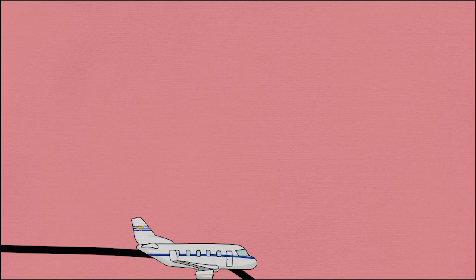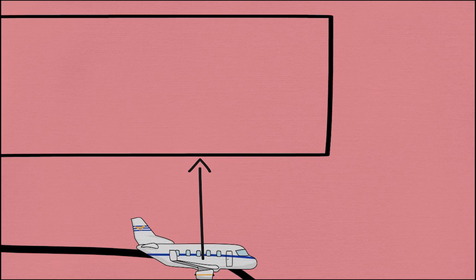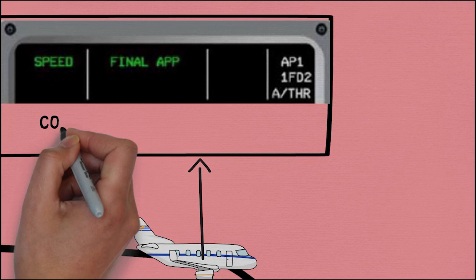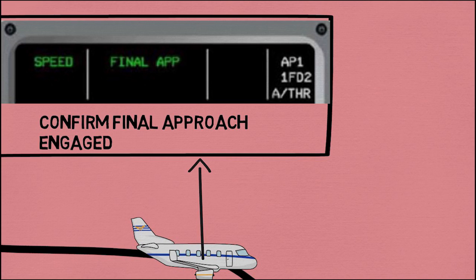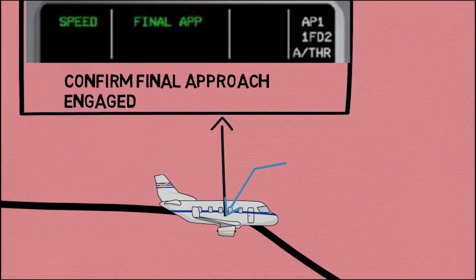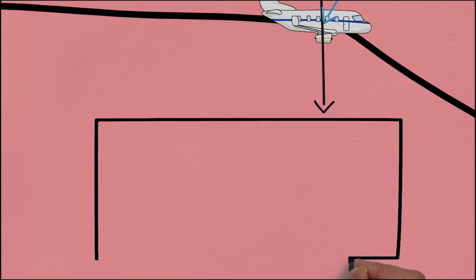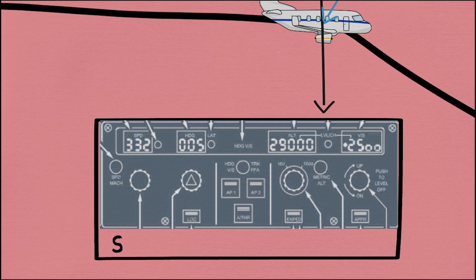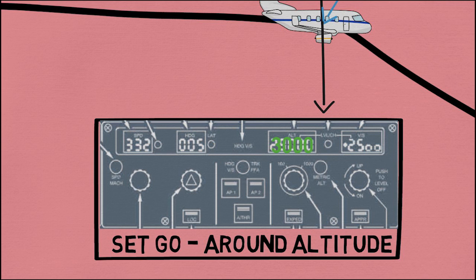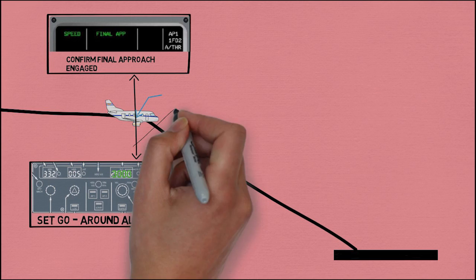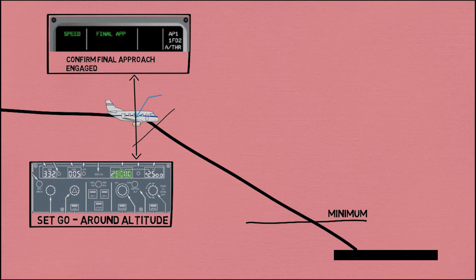Almost there. We are now at the final descent point. This is confirmed on the FMA with approach final engaged. You can now set the go around altitude. Your workload now depends on whether you've chosen to fly a decelerated or an early stabilized approach. Monitoring becomes one of primary tasks.